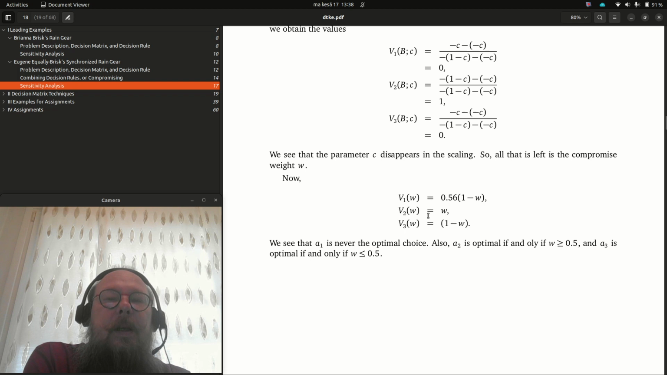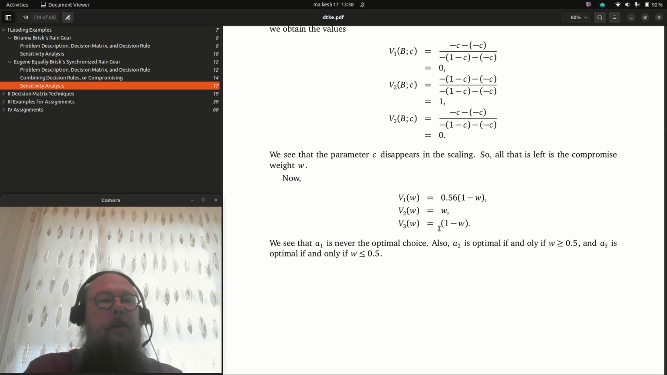And from this, it's easy to see that V1 is never an optimal choice. V2 is optimal choice if and only if W is bigger than 1/2, and V3 is optimal choice if W is less than 1/2. So we choose alternative A2 if there is more weight to Brianna, and A3 if there is more weight to Eugene.